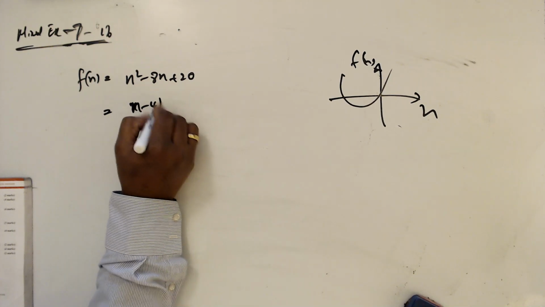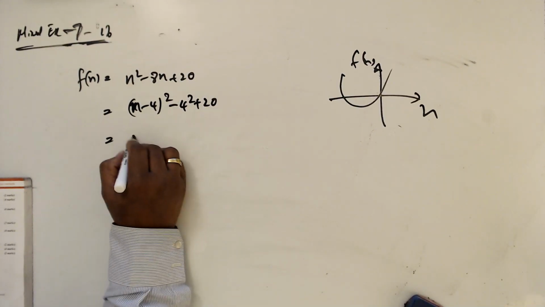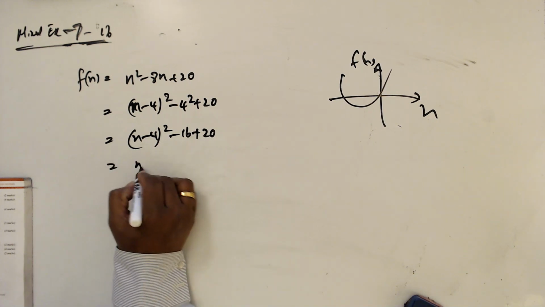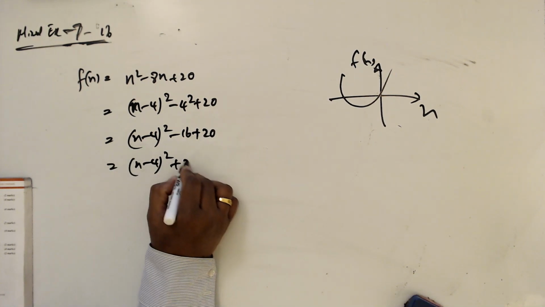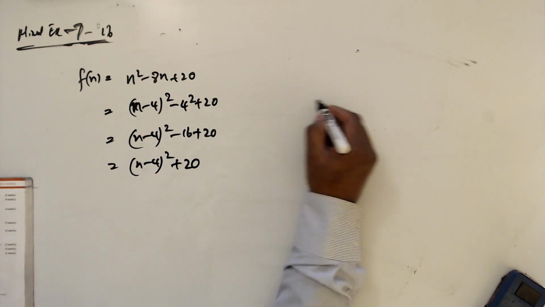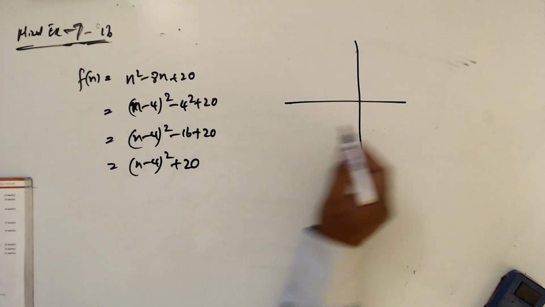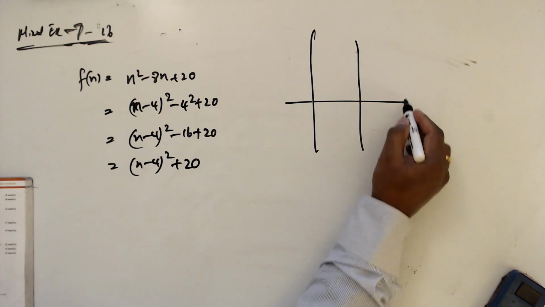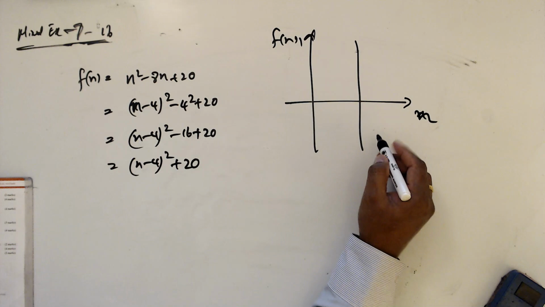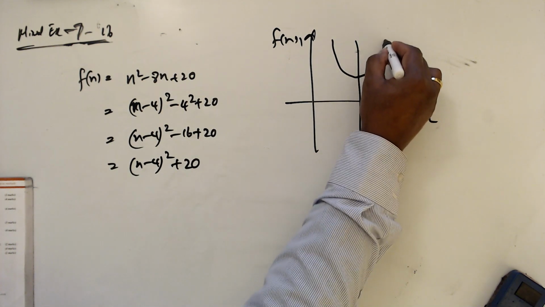So (n minus 4) squared minus 4 squared plus 20. So (n minus 4) squared minus 16 plus 20, that is (n minus 4) squared plus 4. So the graph is going to be like this. n equals 4 is the symmetric line. This is the n axis, this is the Fn axis, and this is the n equals 4 line. It's going to be like this.